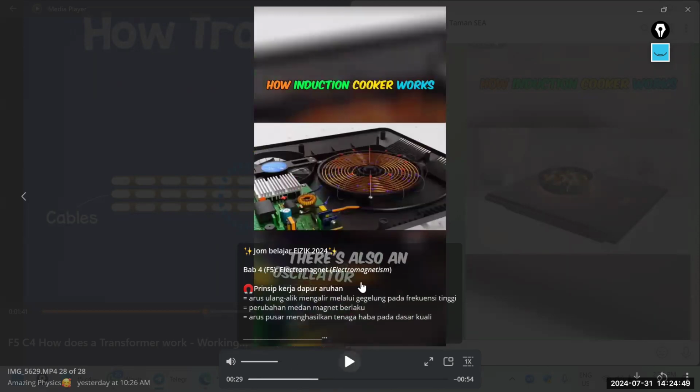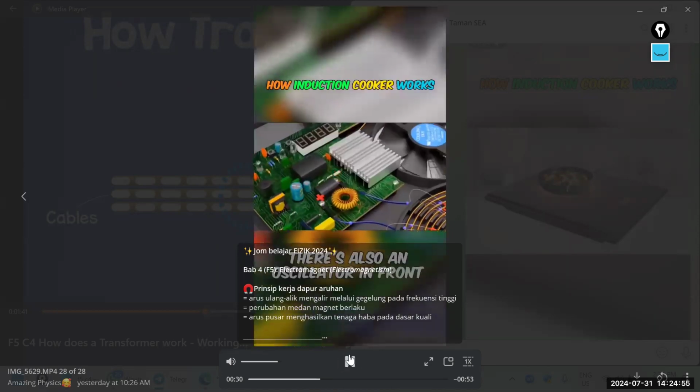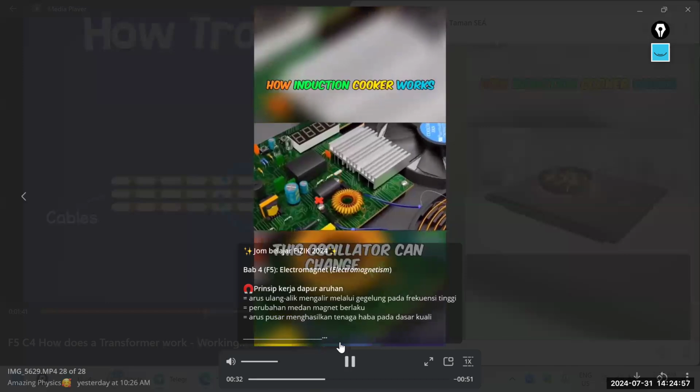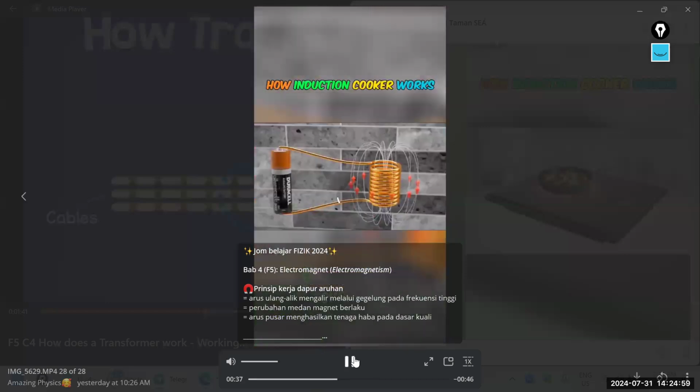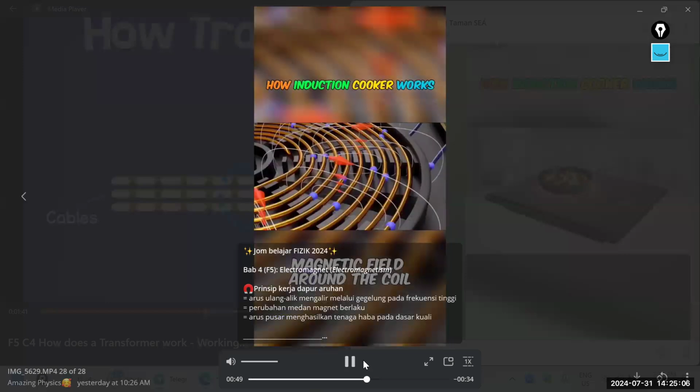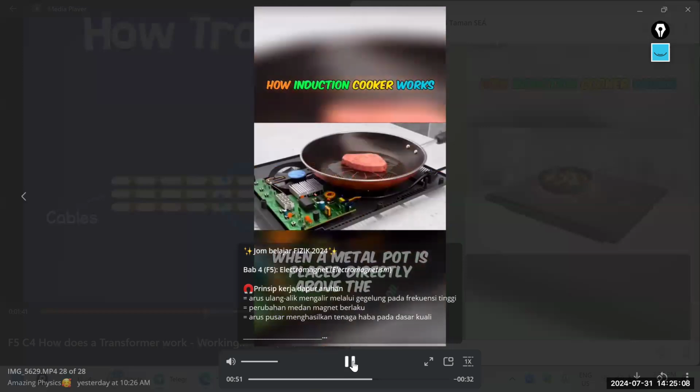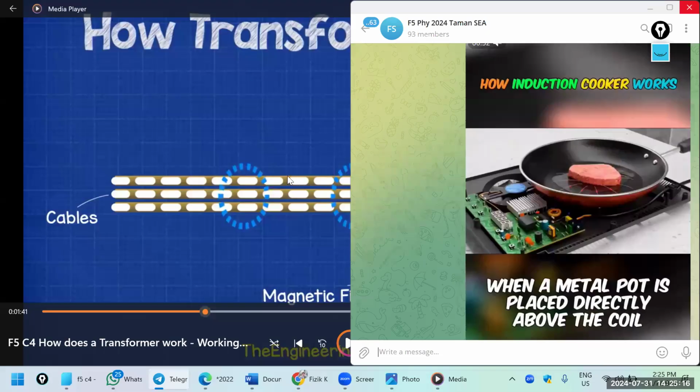Yeah, so now this is the coil under the induction cooker. So it's producing magnetic flux. Okay, so it's actually heating the pot, under the pot, right? So this one you can see in the Telegram.